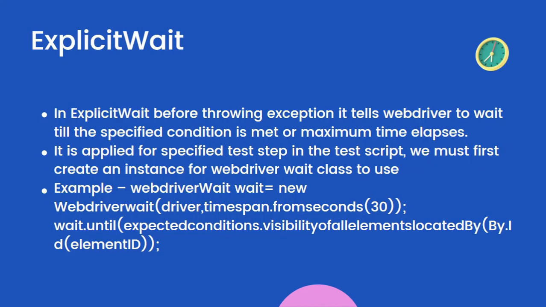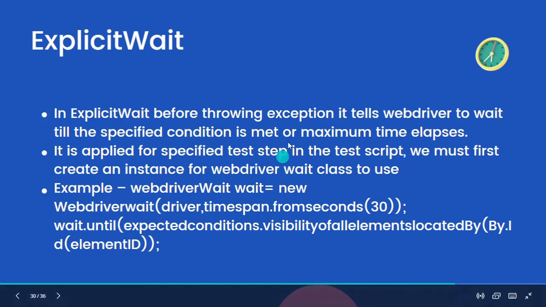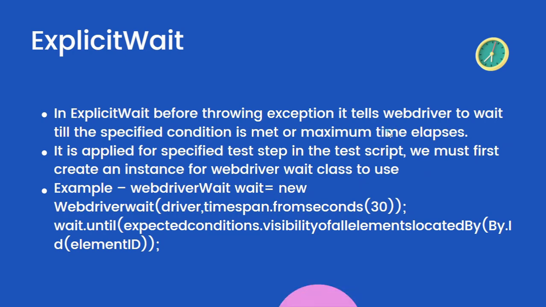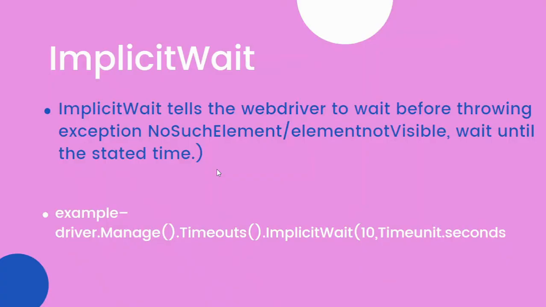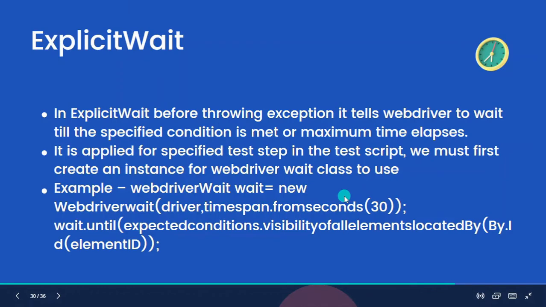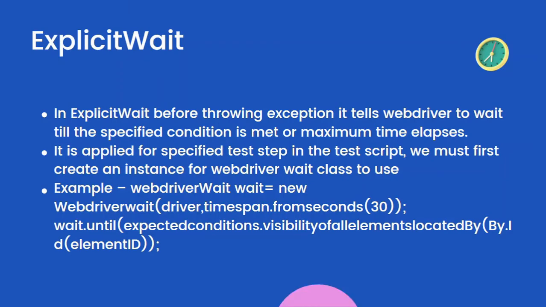The next one is explicit wait. In the explicit wait, before throwing the exception, you tell the WebDriver to wait for a specific condition to be met. So unlike the implicit wait, where we are telling the WebDriver to wait for that particular time, in the explicit wait we are also adding the condition to wait until that particular condition is met. So we are adding a condition here.